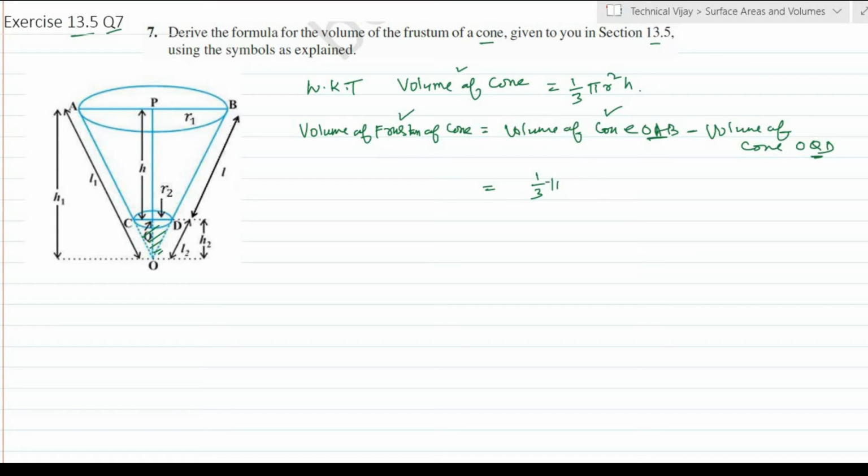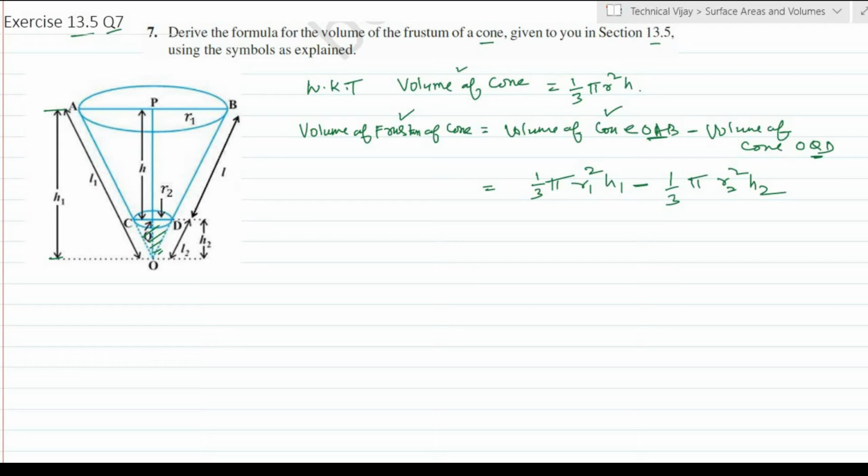So here πr² means this OAB. For the bigger cone, the r means R1, that is R1² H1. The total height, that is P to O, is equal to H1. So this P to A is equal to H1. Minus 1/3 the volume of the smaller cone, that is 1/3 π, where the radius of the smaller cone will be R2. So R2², and the height will be H2. This is H2. Okay, so this is the volume of a frustum of a cone.